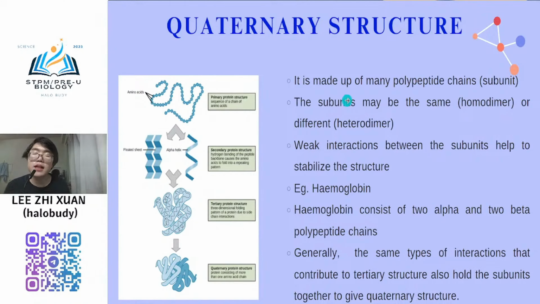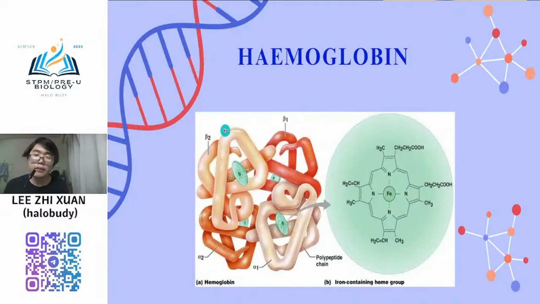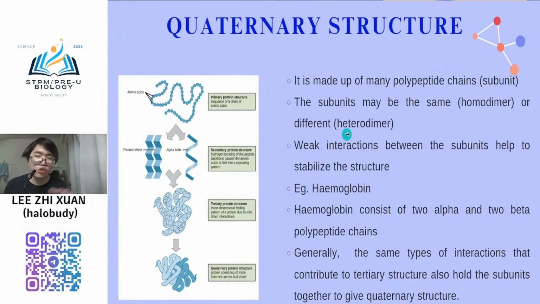And then the subunits may be the same or may be different, meaning that the polypeptide chains can be totally the same, meaning that the A chain and B chain have totally the same amino acid sequence, or they can differ, meaning that the A chain and B chain are totally different. Maybe the A chain contains 100 amino acids, the B chain contains only 60 amino acids, like that. And then all the interactions in the tertiary structure still happen in quaternary structure. The difference is that they contain more than one polypeptide chain.